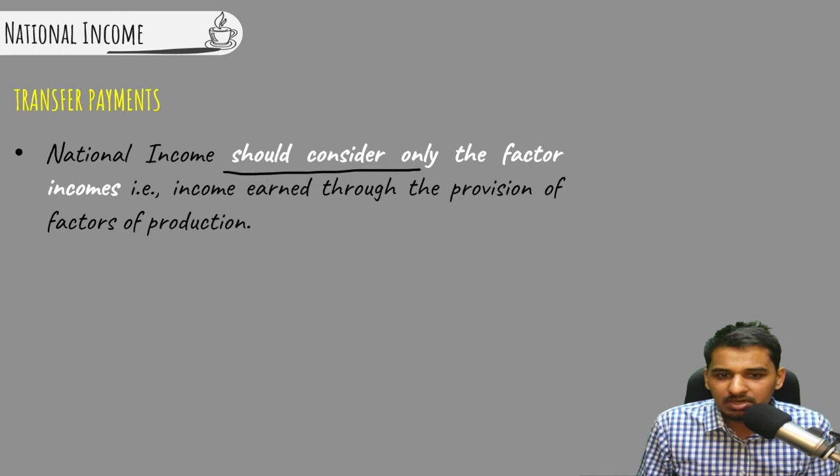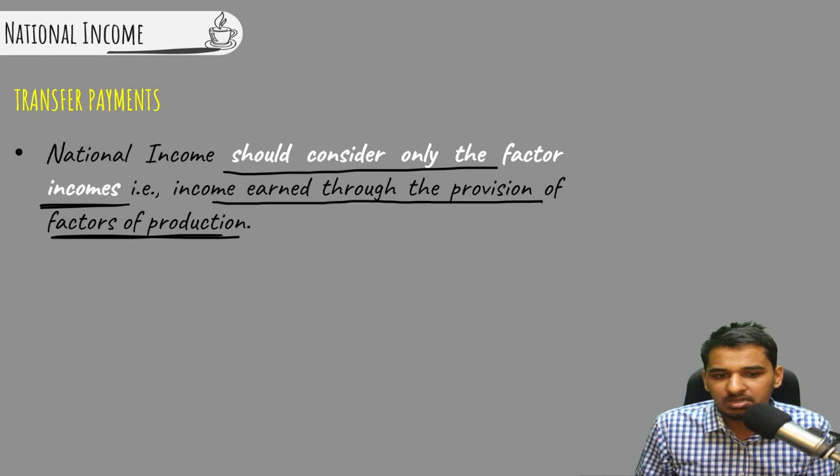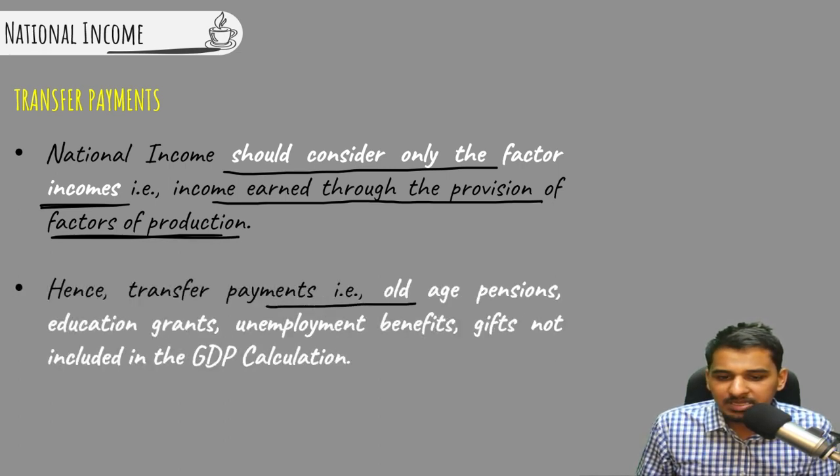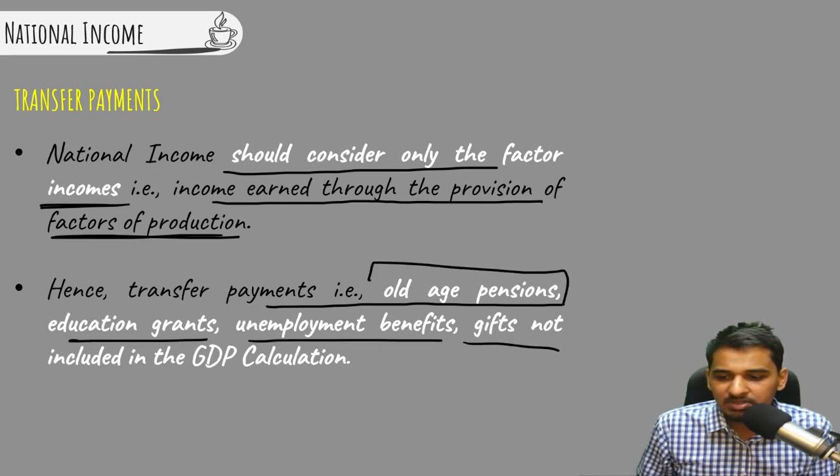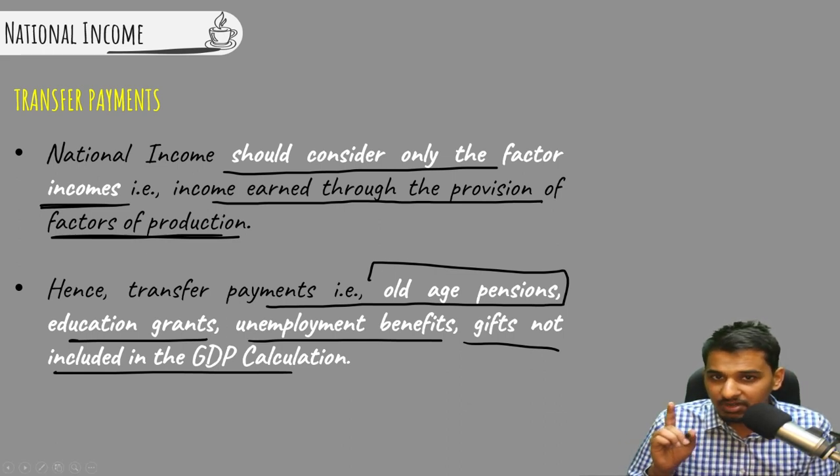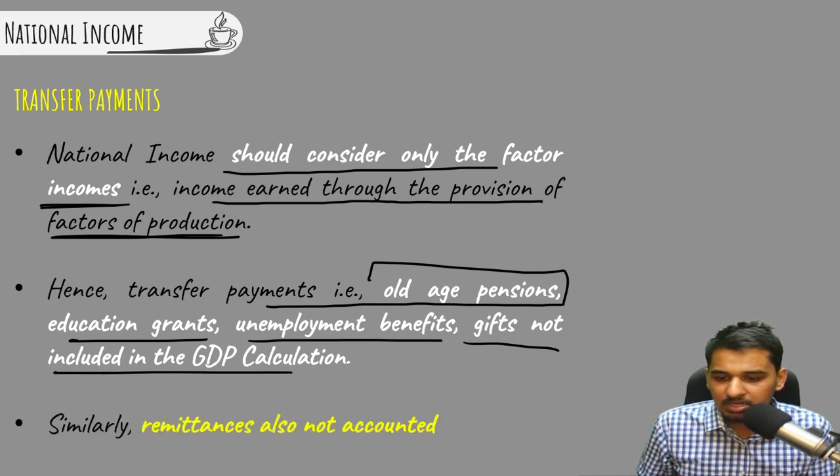National income should consider only the factor incomes. This is what I want to say. If any economic activity is taking place, factor incomes will be involved, that is, income earned through provision of factors of production. Only this should be taken. Hence, transfer payments, that is old age pensions, educational grants, unemployment benefit, gifts, should not be included in the GDP calculation. This is very important that you should understand. Any kind of transfer payment will not be included. I hope this is clear.